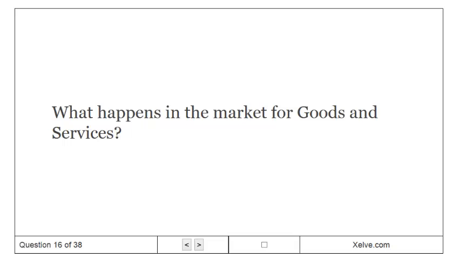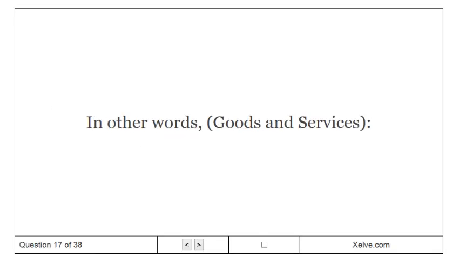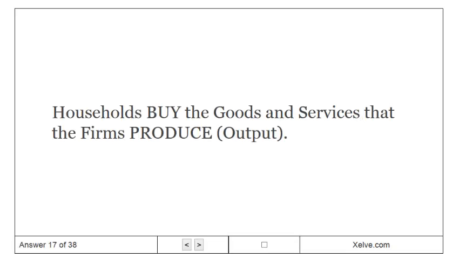What happens in the market for goods and services? The households are buyers and the firms are sellers. In other words, households buy the goods and services that the firms produce.